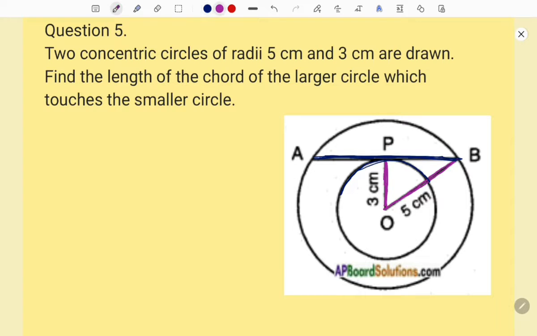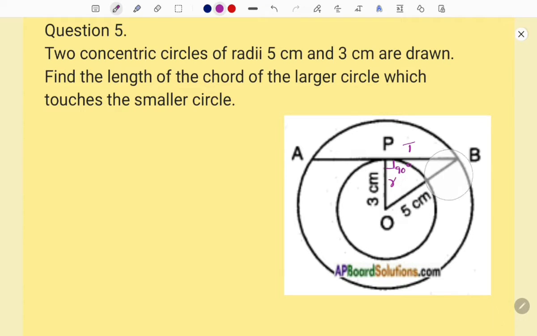We know that here at P, OP is perpendicular to AB. Why? Because it is the radius, and AB is the tangent to the small circle. So here it is 90 degrees.